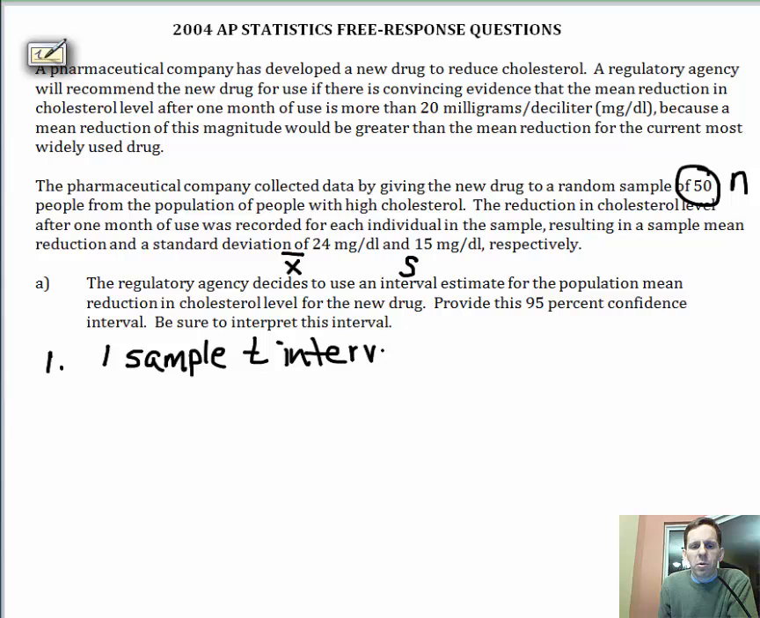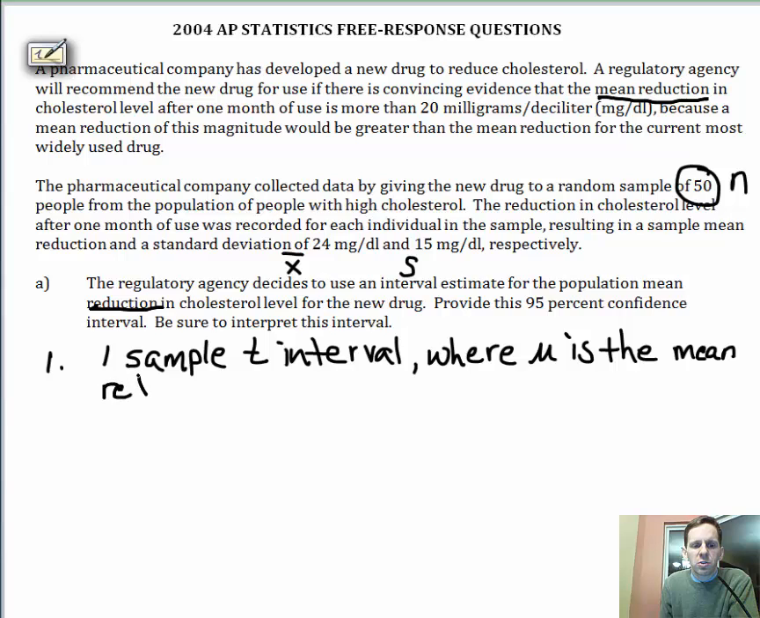Secondly, the parameter we're going to measure is mu, and mu always stands for mean. Now in this problem, we're looking for the population mean reduction in cholesterol level. And if you're unsure what the mean is, read through the problem, because you'll notice several times this problem talks about a mean reduction in cholesterol level. That's what we're going to use here, mean reduction in cholesterol level.